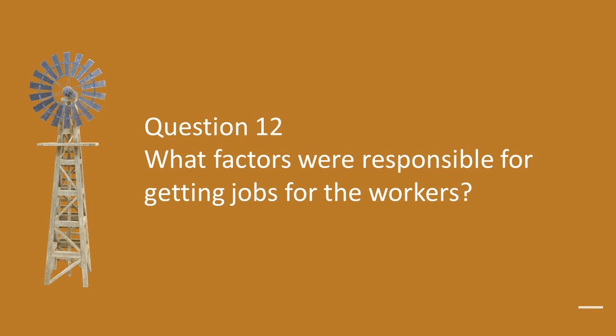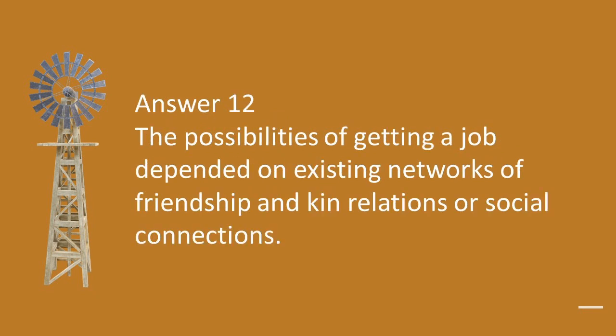Question number 12 is, what factors were responsible for getting jobs for the workers? Answer to question number 12: the possibilities of getting a job depended on existing networks of friendship and kin relations or social connections.